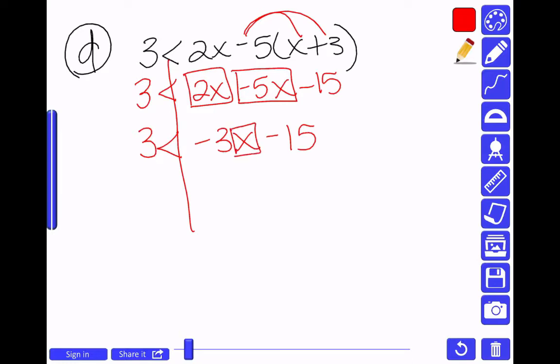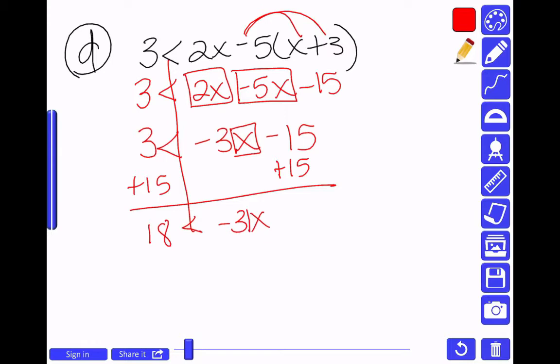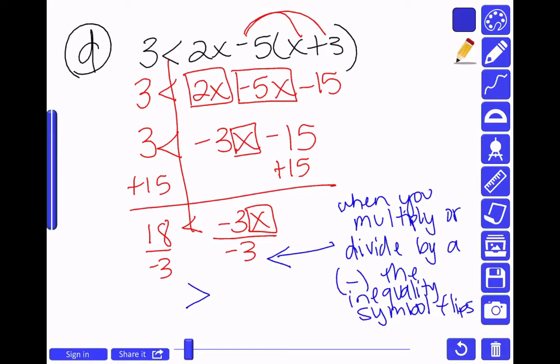I want to get x by itself. I'm going to add the constant to get rid of the constant first. 18 is less than negative 3x. Now I still need to get x by itself, which means I need to divide by negative 3. Now when you multiply or divide by a negative number, this inequality symbol flips. So this less than now becomes a greater than. Why? Because we divided by a negative. So when you multiply or divide by a negative, the inequality symbol flips.